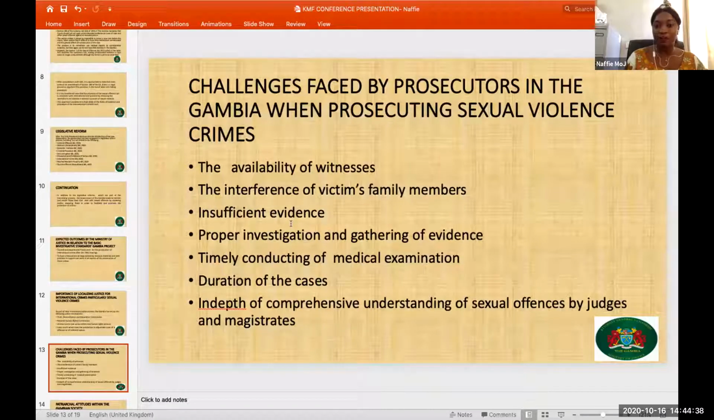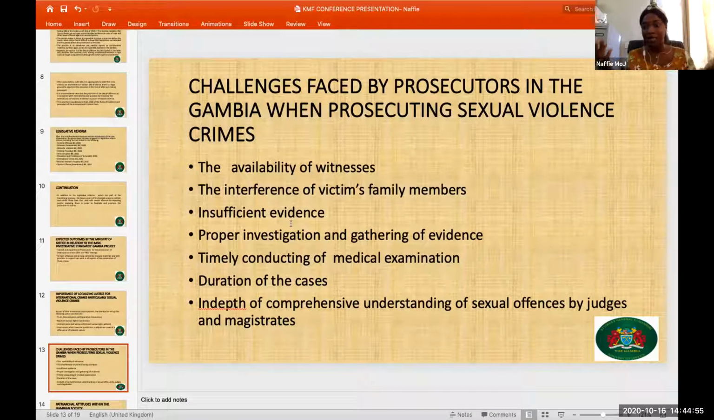And also the interference of the victims' family members. Sometimes they'll call you or come to the office in large numbers, trying to convince you to drop the case, or saying we don't want to go through the case. And when you refuse, then they'll make the victim unavailable as well. And what's a case without a victim anyway? How can you prove that this act has happened when the court can't even see the victim? Sometimes it's insufficient evidence.